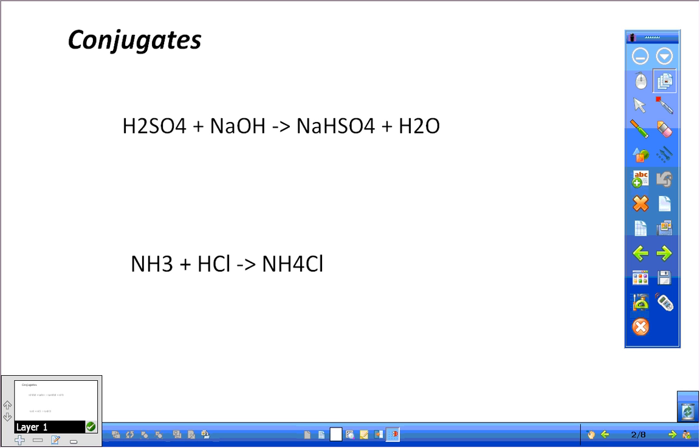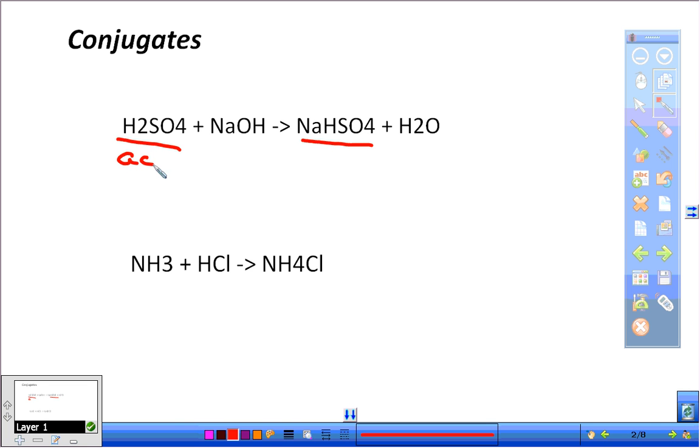If you look at what we have here, we have sulfuric acid reacting with sodium hydroxide to produce sodium hydrogen sulfate and also water. If you look at the difference between the sulfuric acid and the sodium hydrogen sulfate, this particular one has one more hydrogen than the sodium hydrogen sulfate. So this becomes our acid in that pair, and this becomes our base.